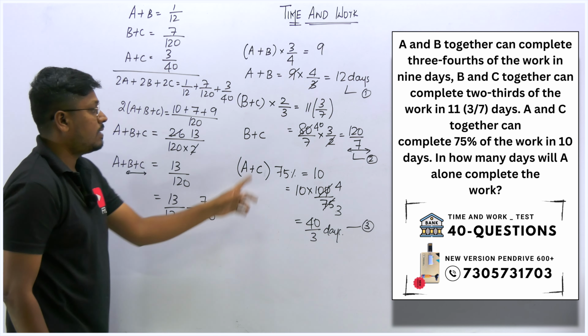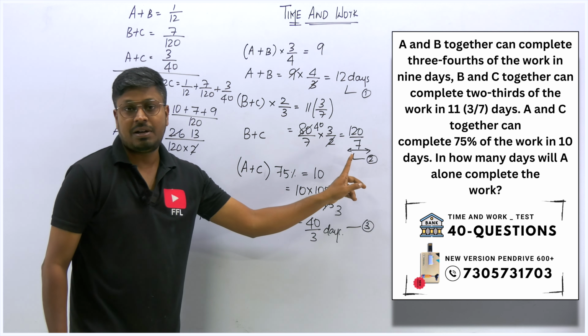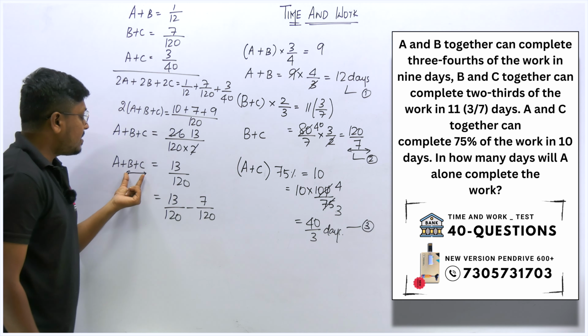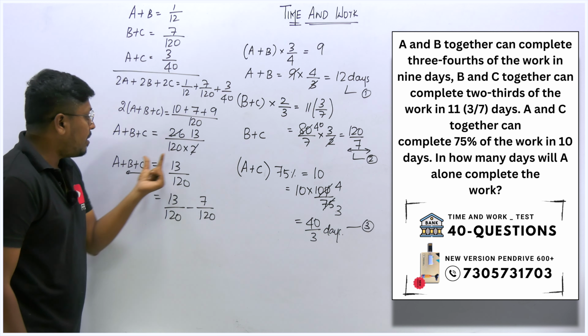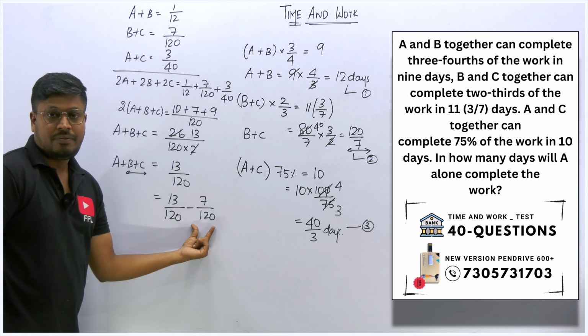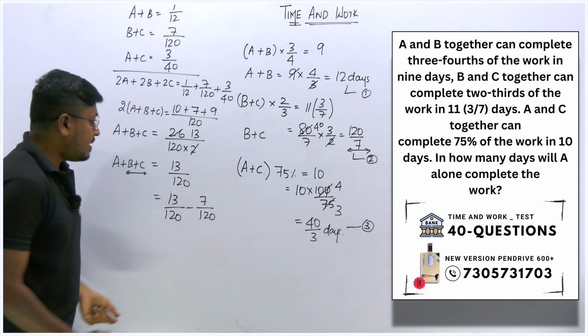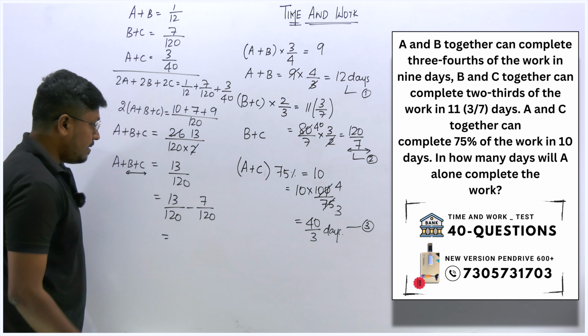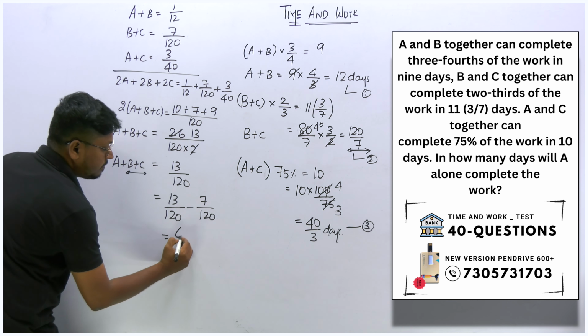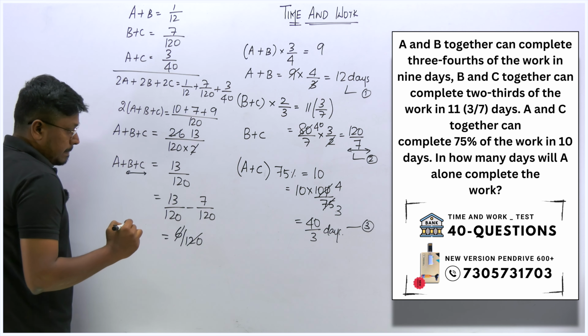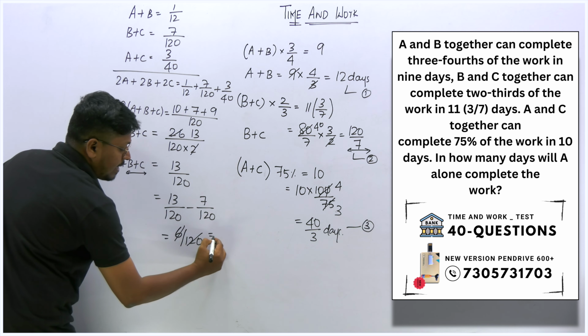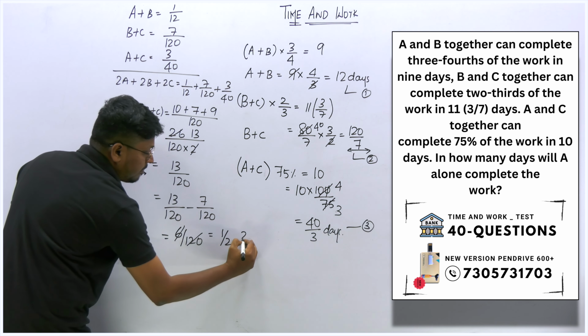So friends, understood or not? B and C, 1 day work will be 7 by 120. So instead of B and C, I have substituted 7 by 120. When you bring the 7 by 120 towards right hand side, minus of 7 by 120. So 13 minus 7 will be 6 by 120. So when you cancel it, 1 divided by 20.